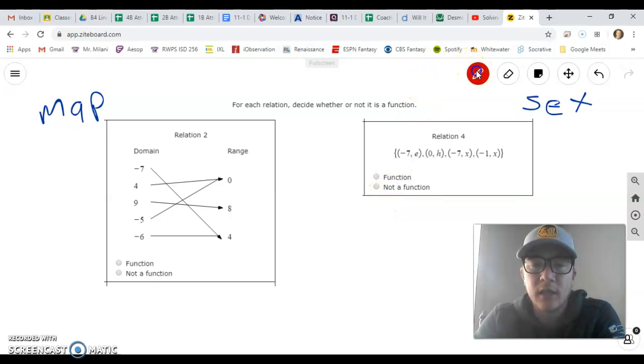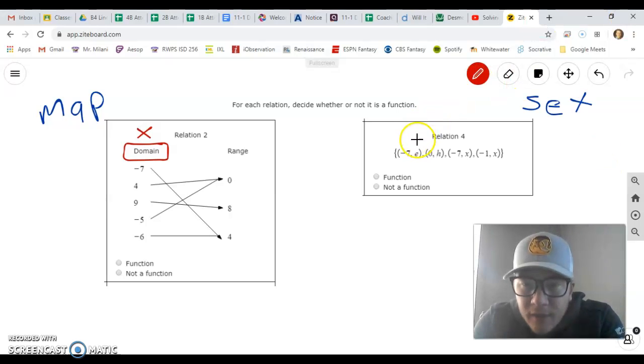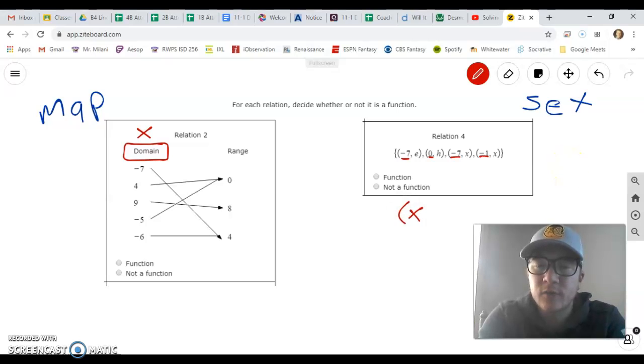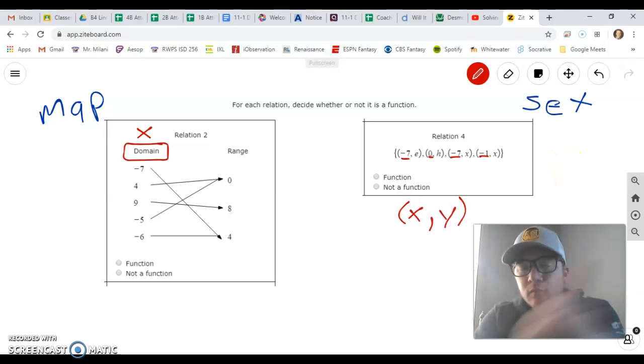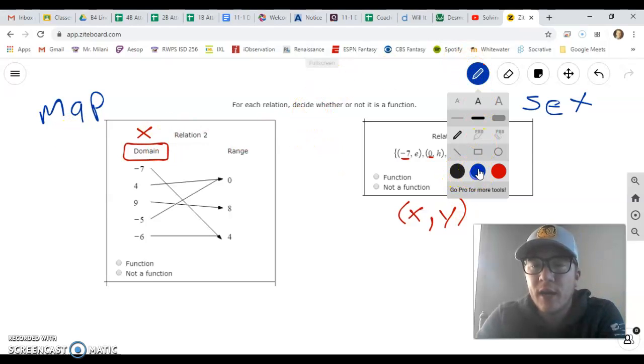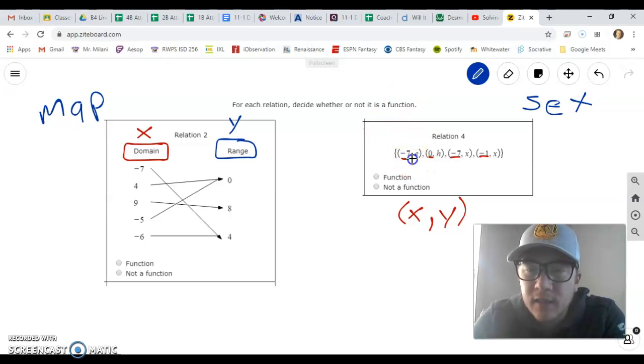If we look at the left-hand side, this map, your domain is all of your possible x values. And then if we look over here at the set, all your possible x values are in the x position in the ordered pair, right? Your ordered pairs are always sitting as x, y. So we've both got all of our x values listed, and then your range in the map would be all of your possible y values. Or in the set, it's everything in the y spot.